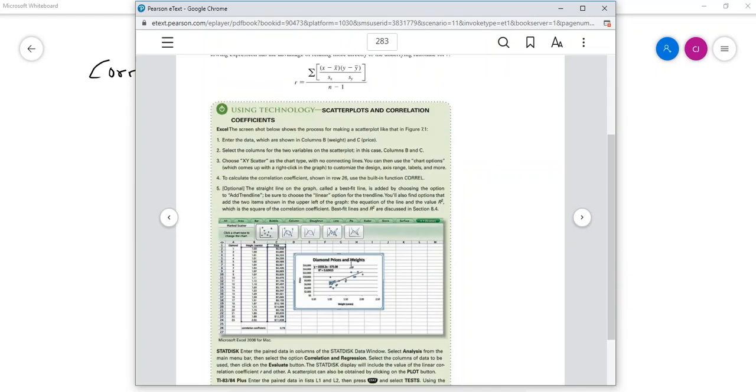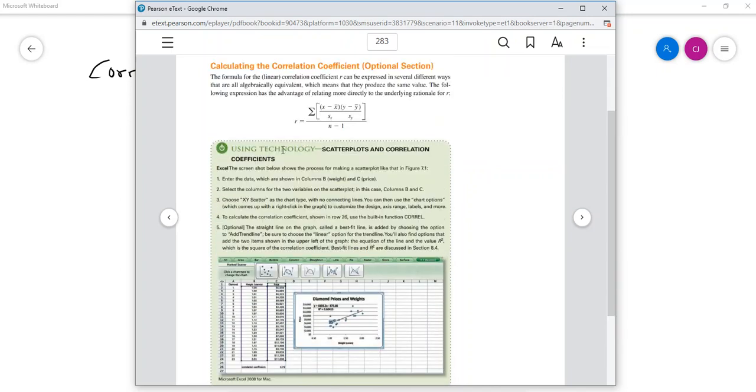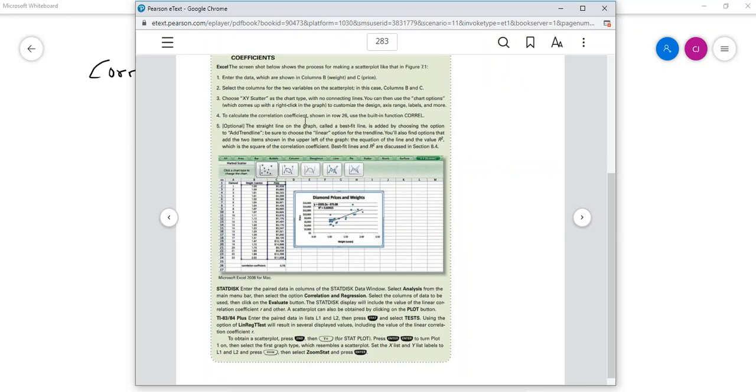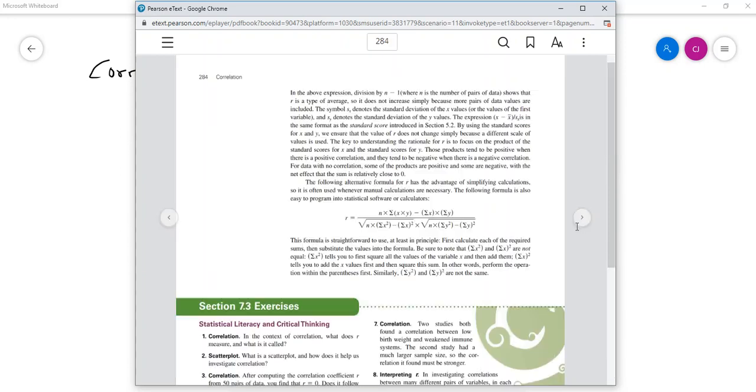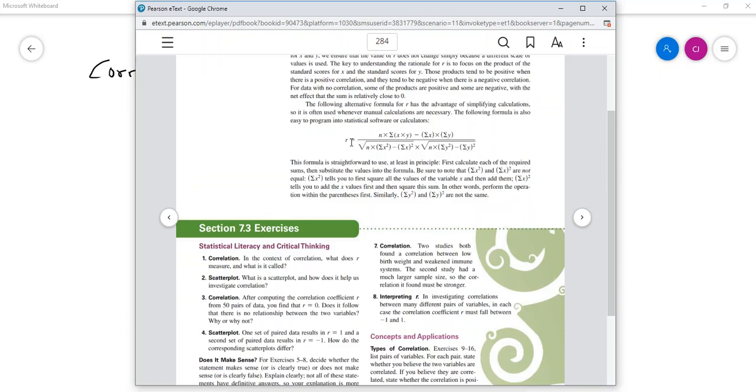And here it kind of shows you an example, scatter plots and correlation. And this talks about StatDisk, which is something that you do have access to. You have free access to this program, StatDisk. So if you want to play around with that, you can. But the TI 83 or 84 here, we're going to show that. And I'm going to just skip this here. You notice there's another alternative form of that equation. So that's, right, kind of scary there, right? That's a lot of work.